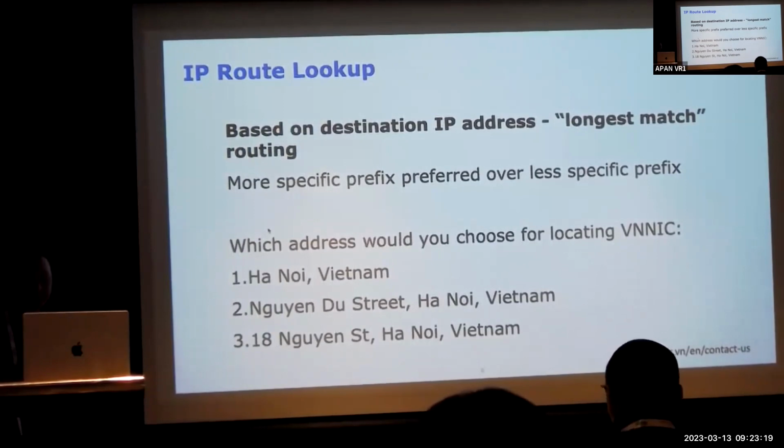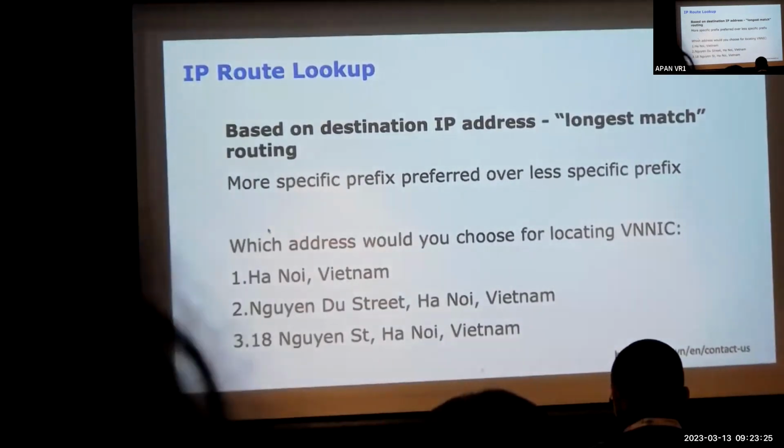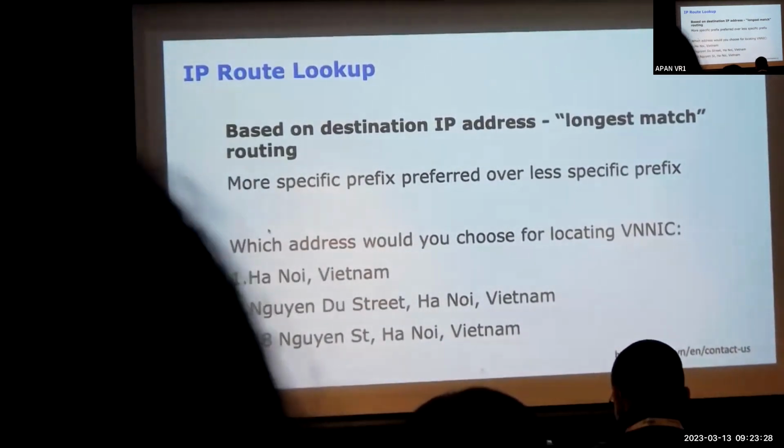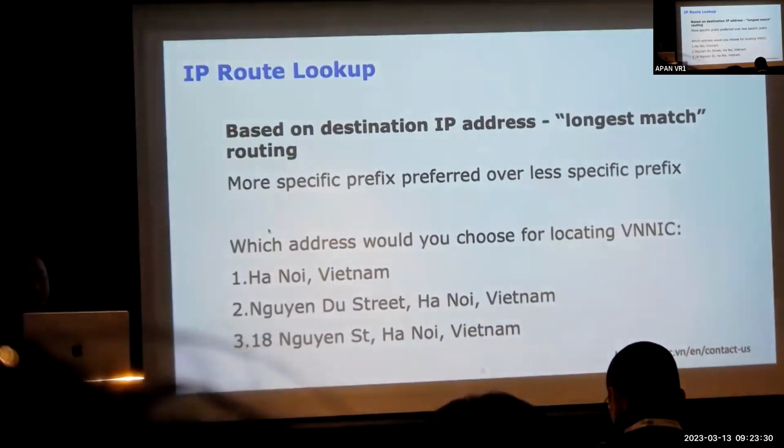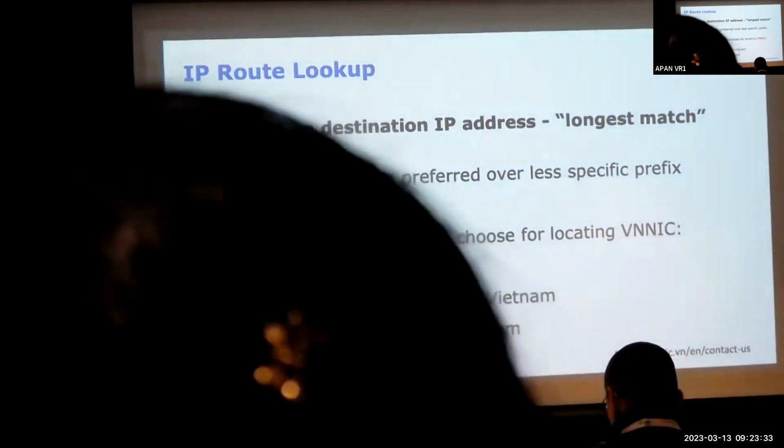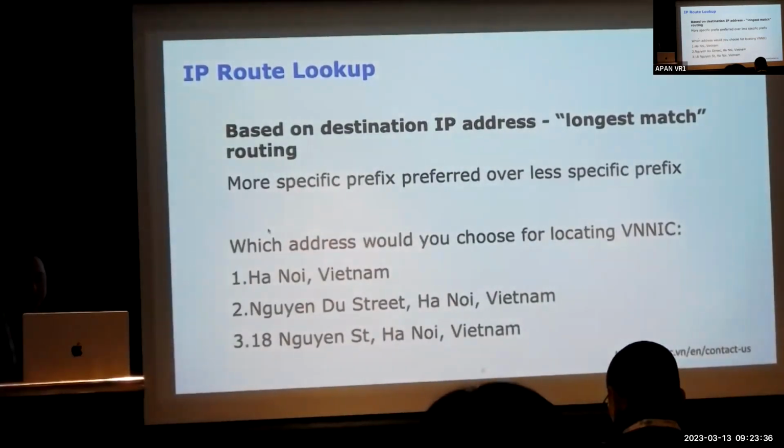As you can see in the example, there are three options for you to get to the GNC office from the airport. There is Hanoi, Vietnam, which is the city name and the country. And there is some street address, again with the city name and the country, and again the street number as well. Which one would you choose? Number three, right? Because that's the specific one. That's the same concept actually, right? So /24 is more specific than /22.